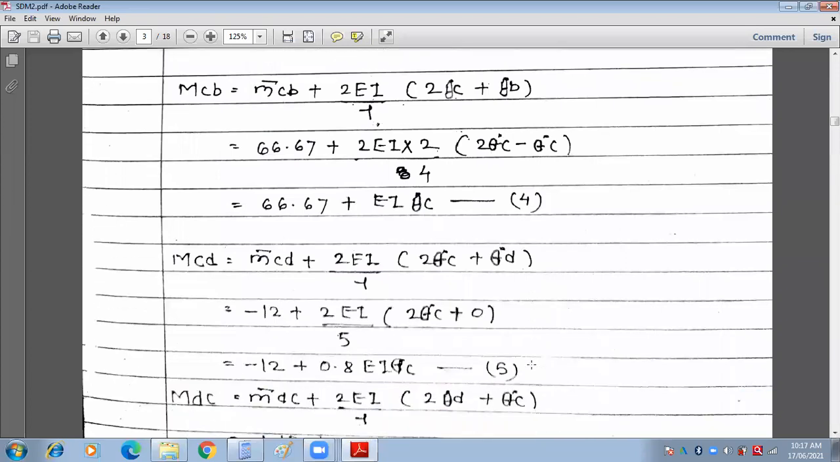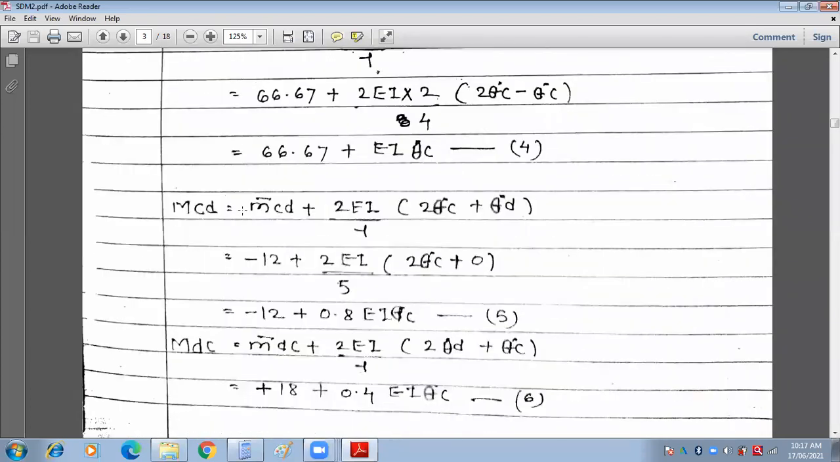And last one, span CD. Again, it is using the general formula: fixed end moment CD plus 2EI upon L into bracket 2 theta C plus theta D. Now here theta D must be equal to 0 because D is a fixed support. Only theta C remains present over here.